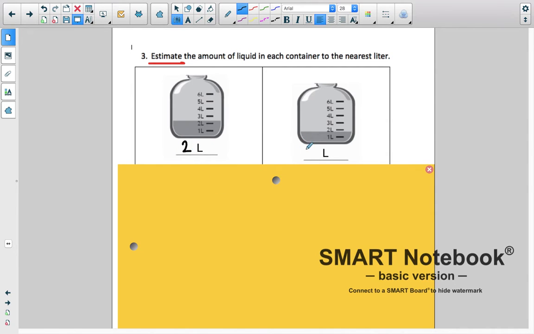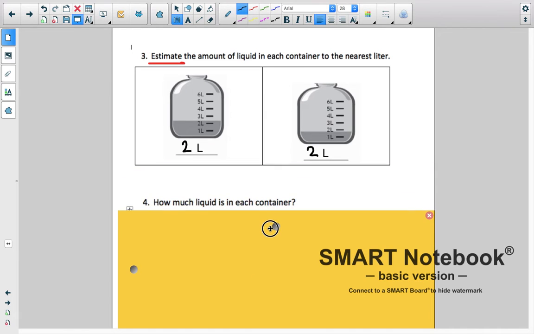Let's look at the next one. Same thing. The liquid is between 1 liter and 2 liters. Looking at the dark shaded part, which is our liquid, which number do you see it's closest to? It also looks closest to 2. So I'm going to write 2 liters. All right, let's go to the next one.